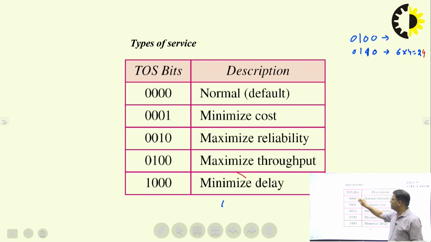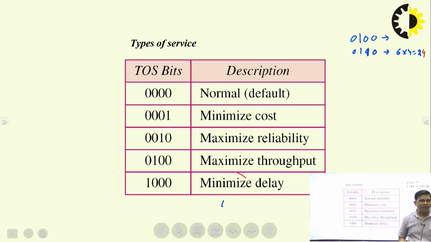If all bits are zeros, then it is normal or default. If in DTRC, C is 1, then minimize cost. R is 1, then maximize reliability. T is 1, then maximize throughput. D is 1, then minimize delay.